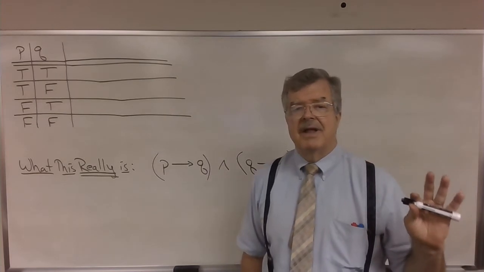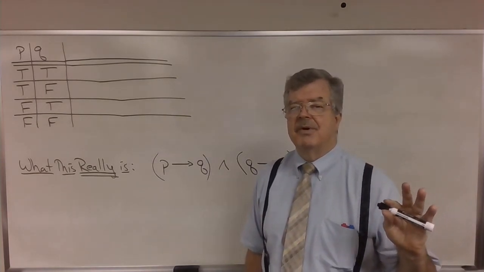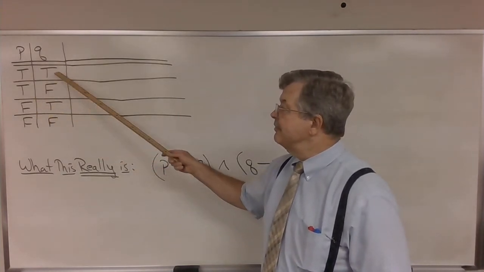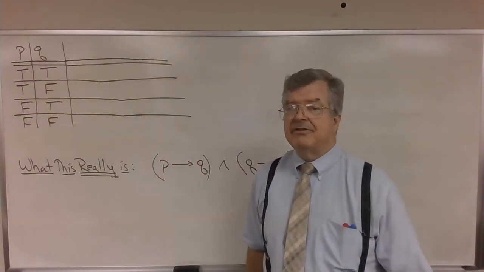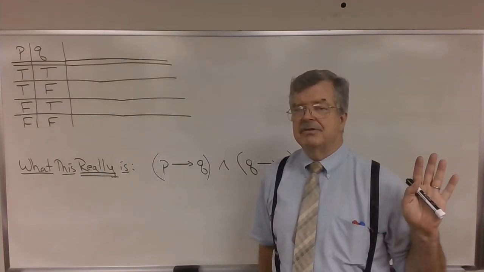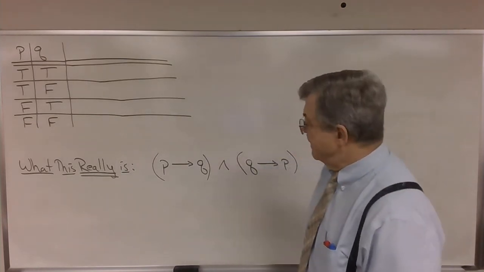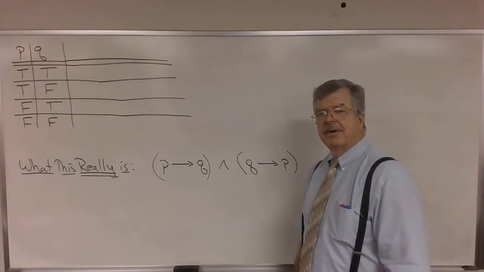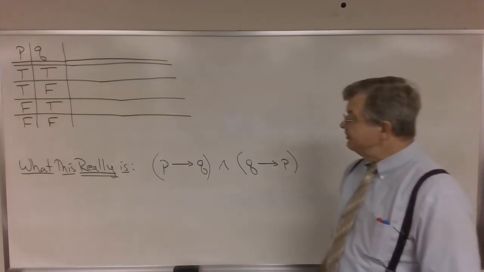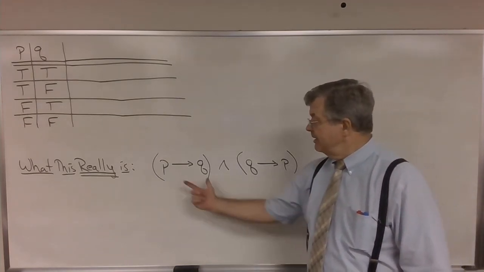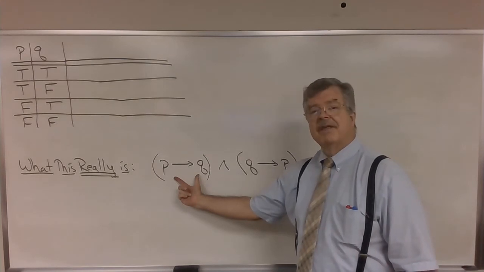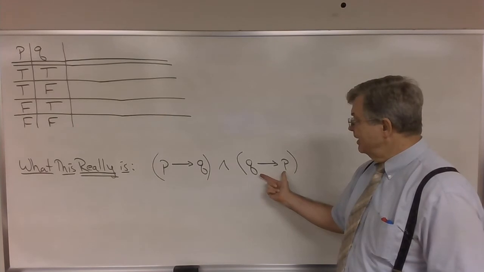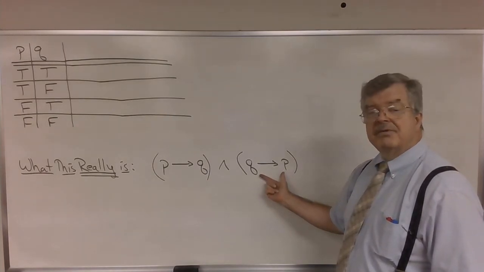Anyone else who knows logic and who knows truth tables is going to expect that we're going to have true, true, false, false, true, false, true, false. That's what they expect the truth table to look like. Now, this is the compound statement that we want the truth values for, but it's made up of smaller compound statements. P implies Q, or if P then Q, and Q implies P, or if Q then P.